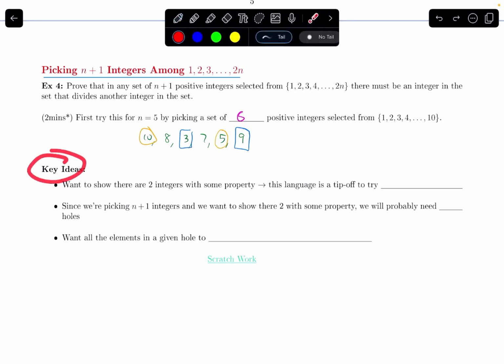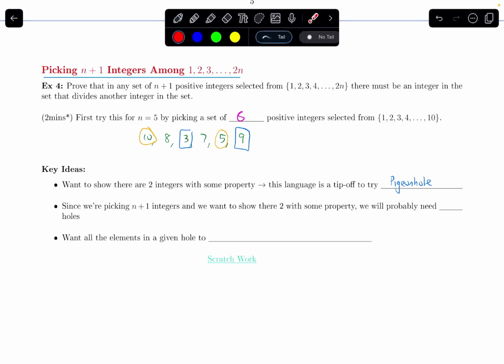So there's some key ideas. I want to show that there's 2 integers with some property. The property being that one of them divides the other. So if I'm trying to show that there are at least 2 integers with some property, this language is a tip-off to try the pigeonhole principle. That's one of the indicators that I might be trying pigeonhole for this.